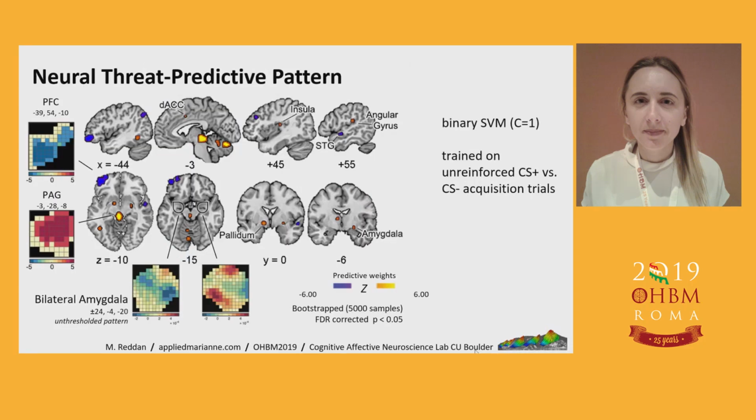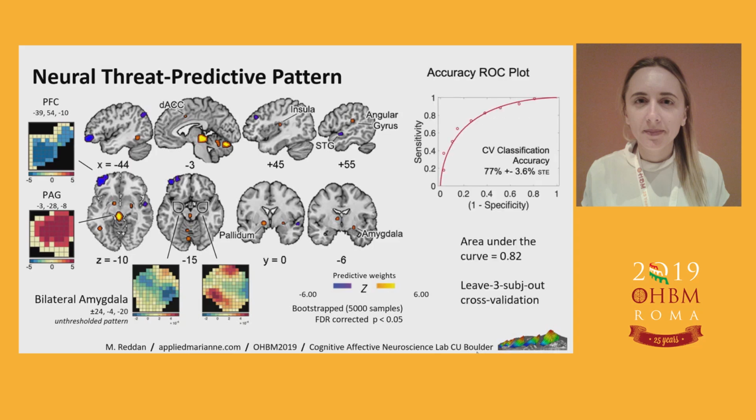So this is the predictive weight map. After we bootstrap and threshold the predictive weights across the brain, we find that the brain regions that are most predictive of threat are very consistent with the literature in the univariate. So we see that the PFC, the periaqueductal gray, bilateral amygdala, as well as parts of the basal ganglia and the insula are activated in the dorsal anterior cingulate.